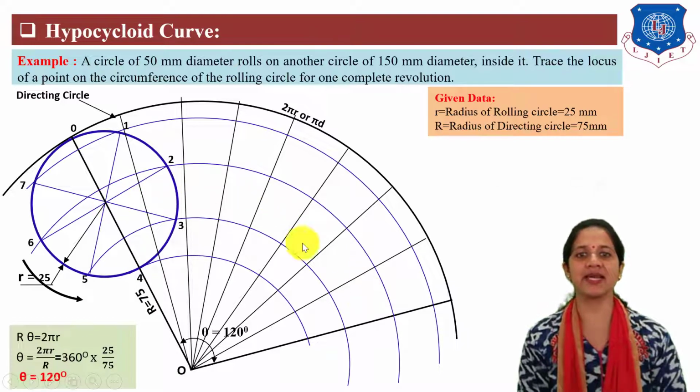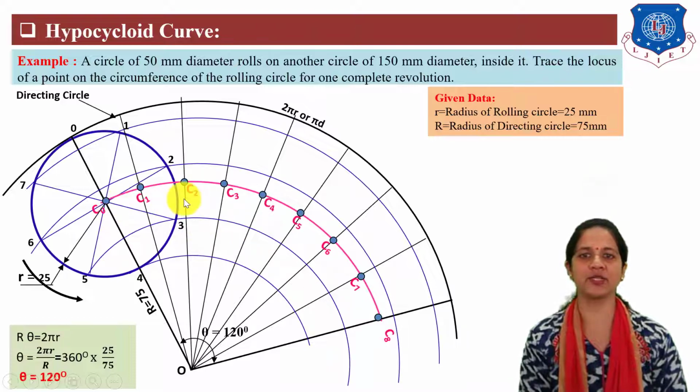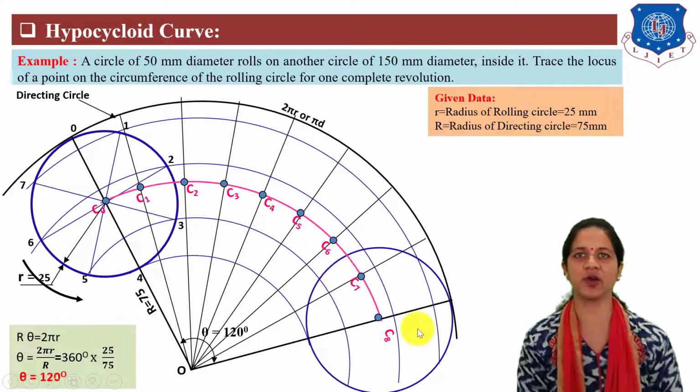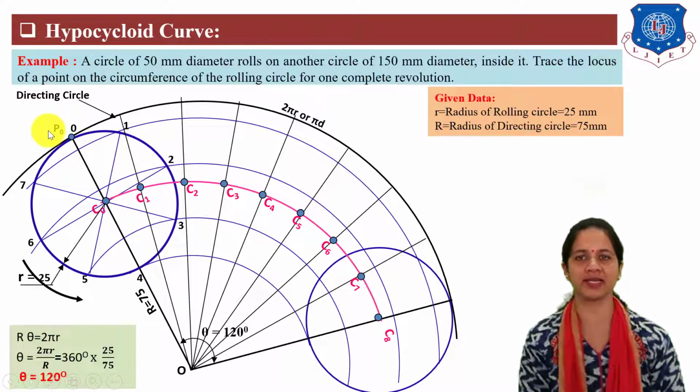Also draw the center arc of the rolling circle and mark the center points C0, C1, C2, C3, C4, C5, C6, C7, C8 on this radial line, which intersects at one point on this center arc. Next, locate the last position of the rolling circle from the C8 center. Now for the locus points, the initial locus point of the hypocycloid is at the contact point of the directing and rolling circle.